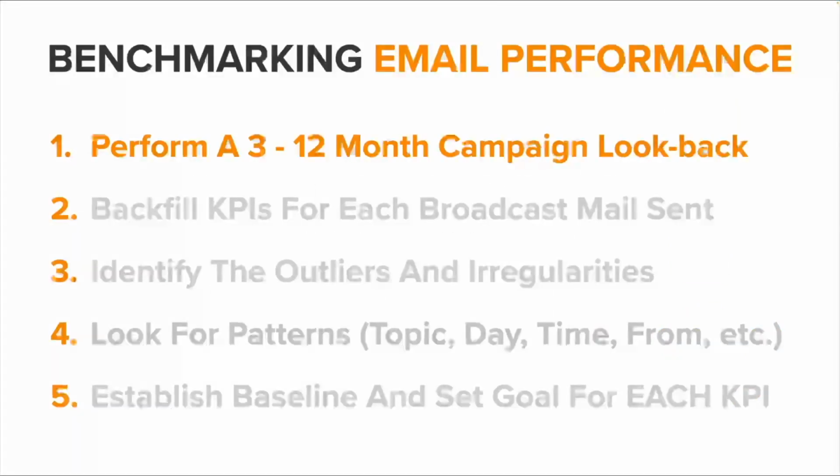The first thing you're going to do is perform a 3 to 12 month campaign look back. This is a simple evaluation of every broadcast email you've sent for the past 3 to 12 months. 3 being the minimum, 12 kind of being the maximum, and really, it's not the maximum. After you've done this, if you start to see data trends and you're wanting to go longer, you can actually go back 24 months or 36 months, or as long as is relevant for your current list size and audience. So, step one, look back.